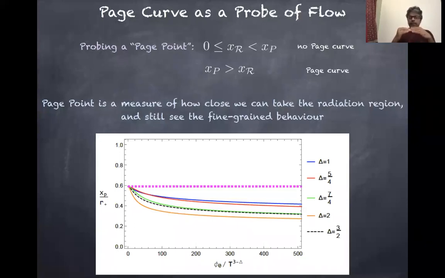Put in terms of physically speaking, what that means is that you had to take the radiation region sufficiently far from the brane such that you could reproduce the Page curve. If you took the radiation region too close to the brane, you could not reproduce the Page curve. So it's an interesting question now that we have changed the geometry substantially. In fact, more specifically, we have changed the interior of the geometry substantially, more than the exterior. What is happening with the Page point?